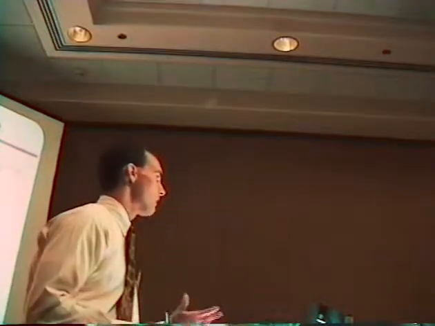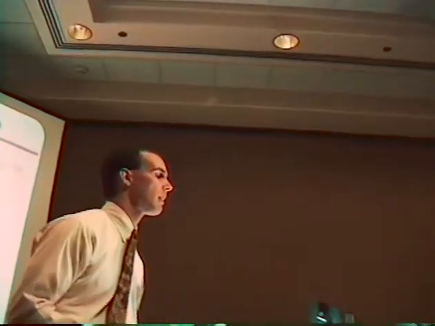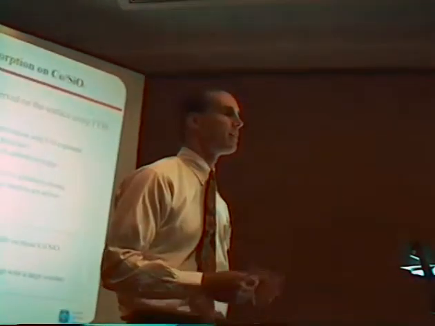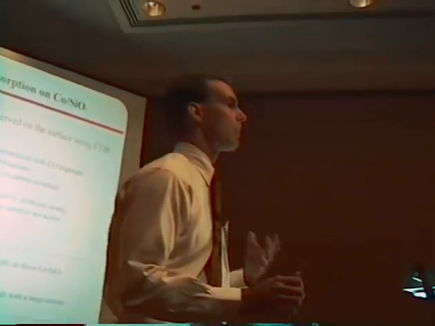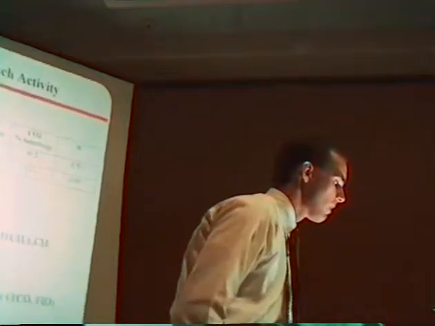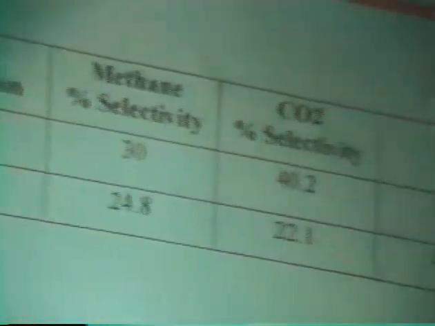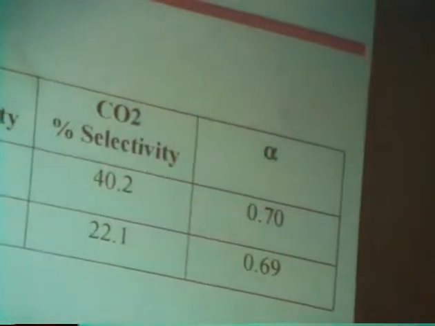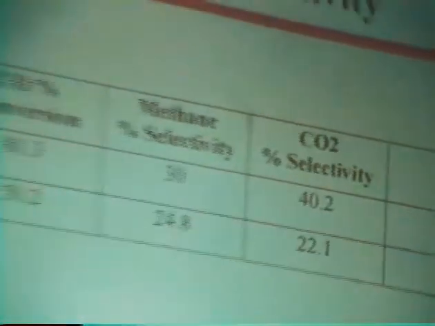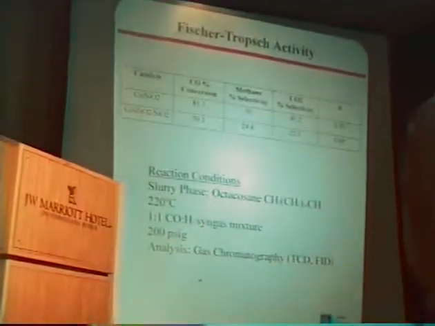Now, the fact that we're seeing CO dissociation with these catalysts is not necessarily a bad thing. These are Fischer-Tropsch catalysts, so we want to dissociate CO as the first step. And as I said earlier, these are good Fischer-Tropsch catalysts. For a cobalt on silica catalyst, we get a CO conversion of about 80%. We get a methane selectivity, CO2 selectivity, and an alpha number, or a chain growth probability, that agree very well with what's reported in the literature for cobalt catalysts.